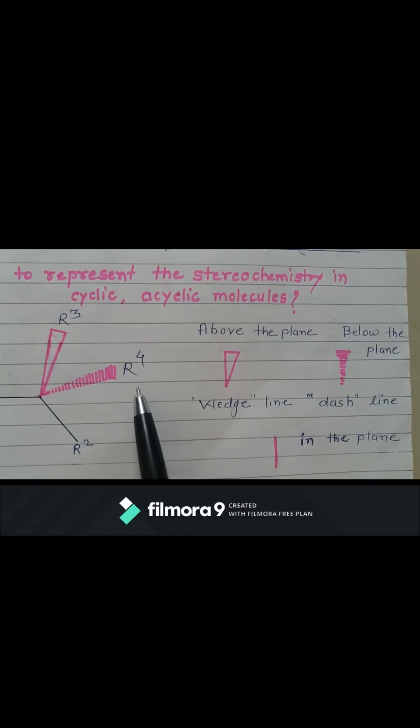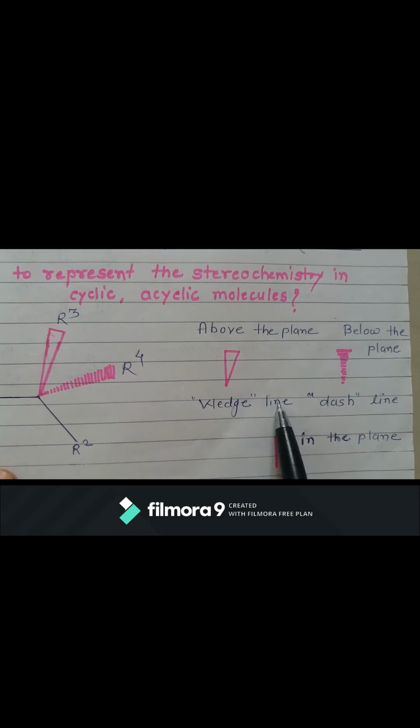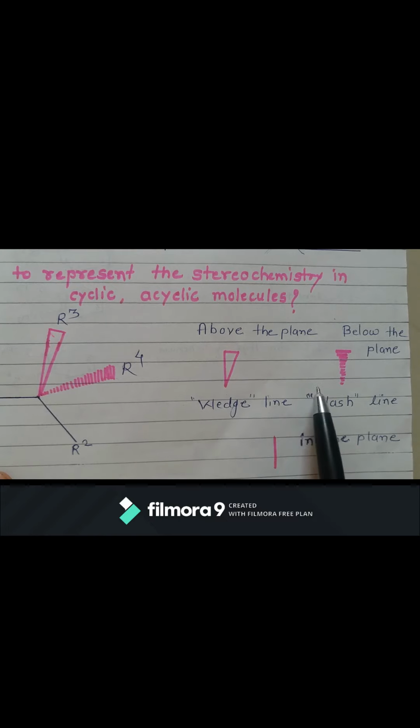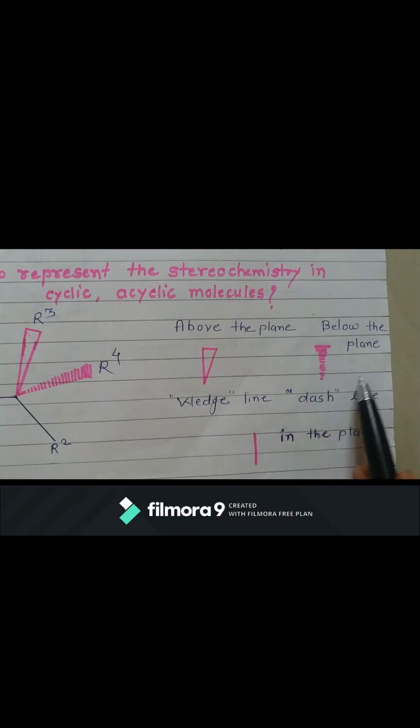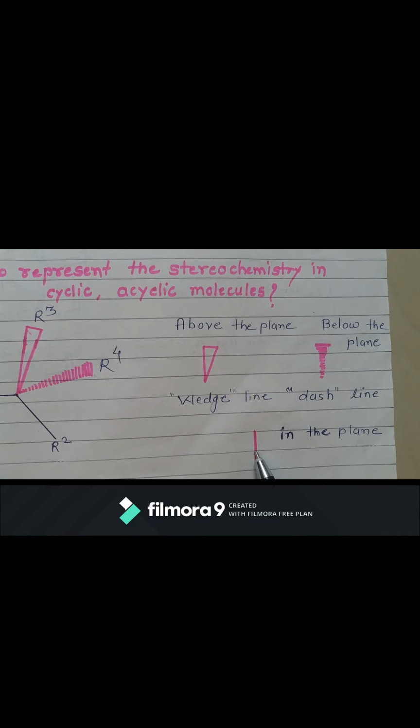So here I have written everything in. The wedge bond, if present on a cyclohexane system, cyclic system or acyclic system, denotes the substituents present above the plane of the paper. In the same way, the substituents present with the dash line are below the plane of the paper. And the third one, the simple plain line, denotes the substituents present in the plane of the paper. So in that way we have to represent the stereochemistry of the compounds.